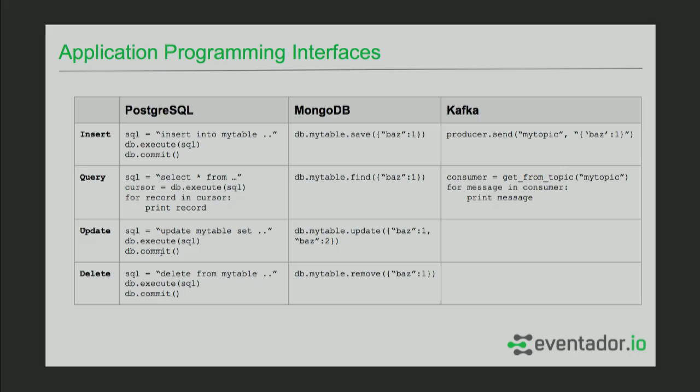Query, again, similar kind of thing. I'm doing a select, and then in this case, I'm pulling back a cursor and I'm iterating over the cursor and printing that particular component of that cursor. MongoDB, same thing. And Kafka, a little bit different. You're actually pulling something back from a topic. And then you're saying, I want to subscribe to a topic. I want to pull back all the messages from that topic.